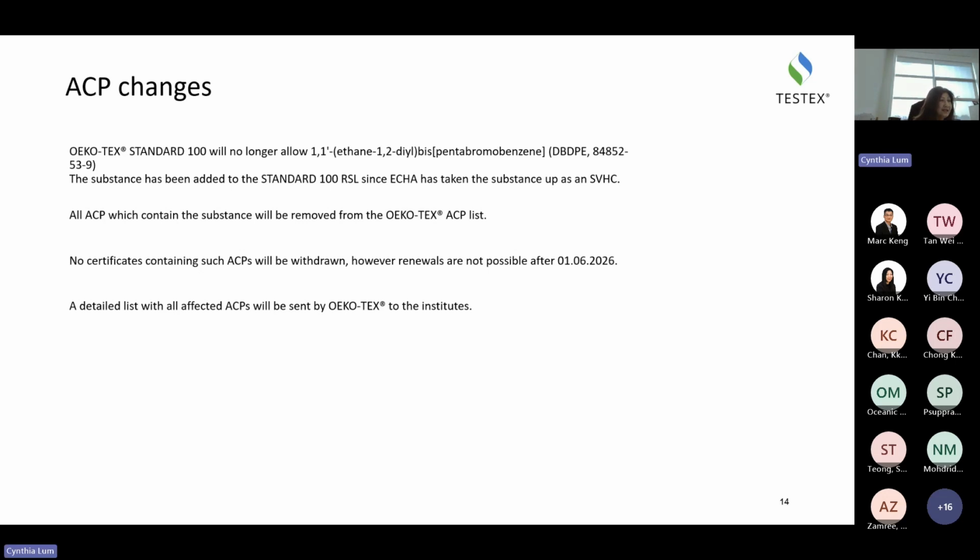Certificates containing such ACPs eventually will be withdrawn, but renewals are not possible as of 1st of June this year. So currently they are still valid. So after the 1st of June, we will not renew any certificates or any ACP products that contain DBDPE.